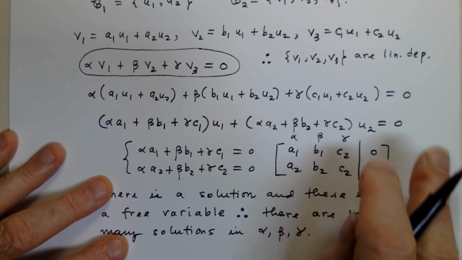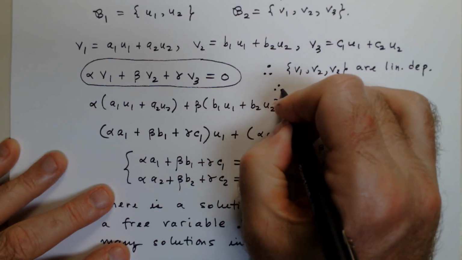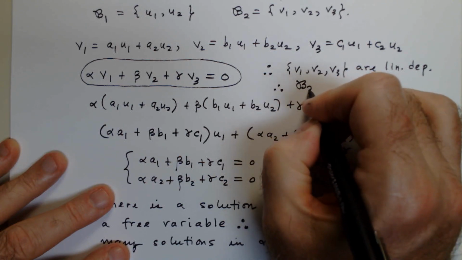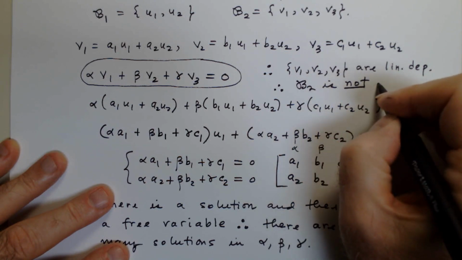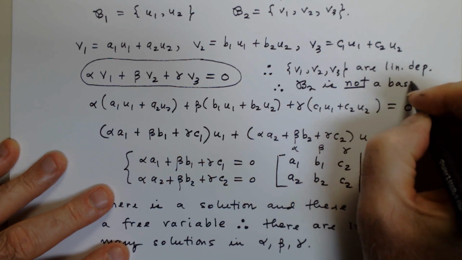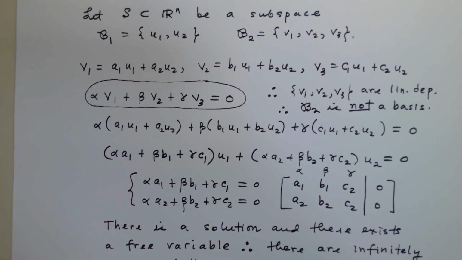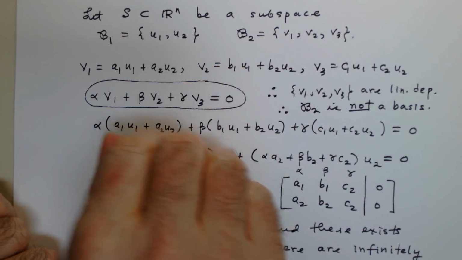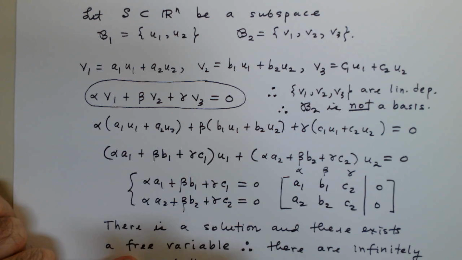Okay. In particular, what that means is that they're not a basis. I'll just say it this way: B2 is not a basis. So anytime, and you can generalize this, I just picked on 2 vectors and 3 vectors. You could have 3 vectors and 5 vectors, or you could have 6 vectors and 8 vectors.